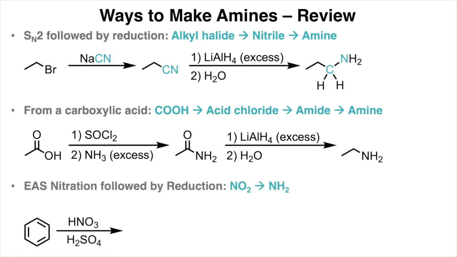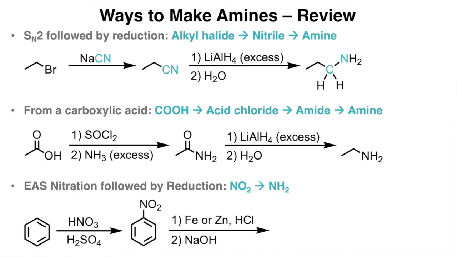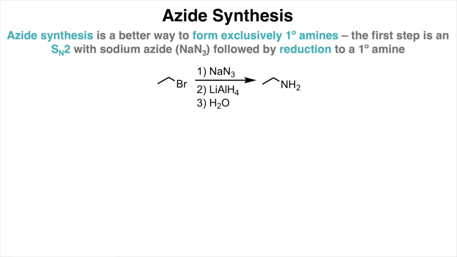And another way is to undergo an electrophilic aromatic substitution, or EAS reaction, specifically nitration, to add a nitro group to an aromatic molecule, followed by reduction of the NO2 group to an NH2 group using either iron or zinc with HCl, followed by NaOH.